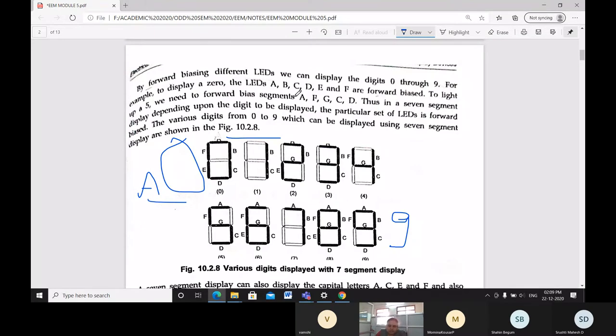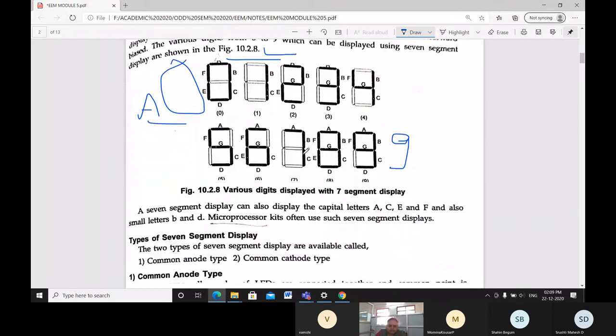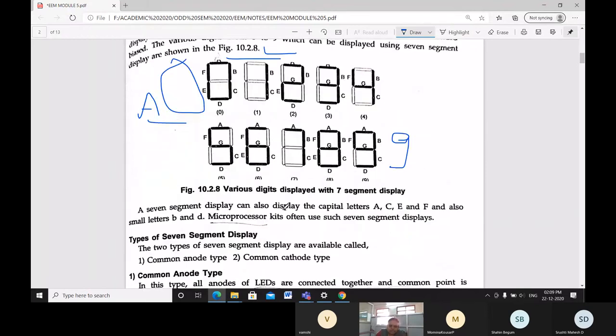Like this, I can display my numeric values and also my alphabetic values. That's what is given here in the theory part. Then with a 7-segment display, I can also display capital letters A, C, E, F, but small letters B, D. It is not possible to display all the characters. Just think over this. Small letters B and D are also possible to display.